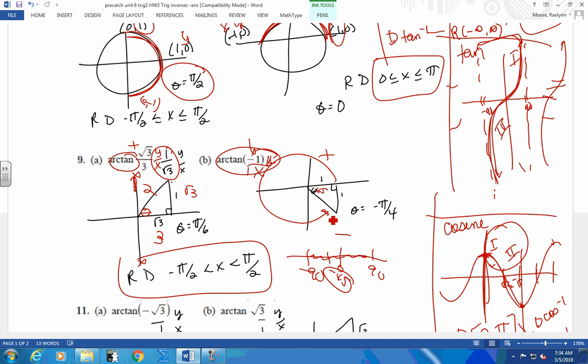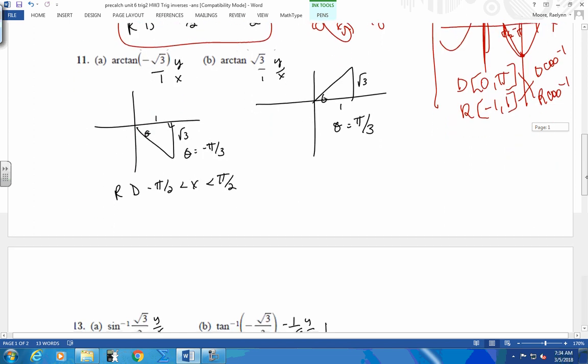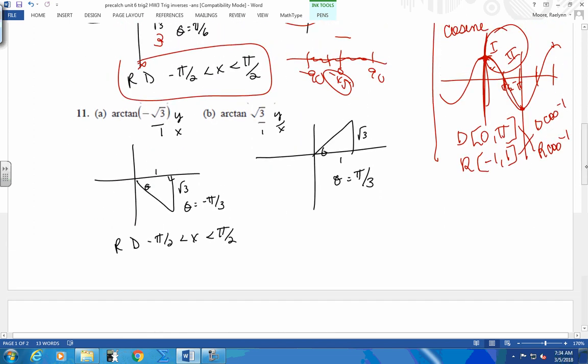So if you give me 7 pi over 4, that's wrong. It only can go from negative 90 to positive 90. And your calculator will also give you the negative. It has to follow your domain. Make sense? Okay, did you have these also?